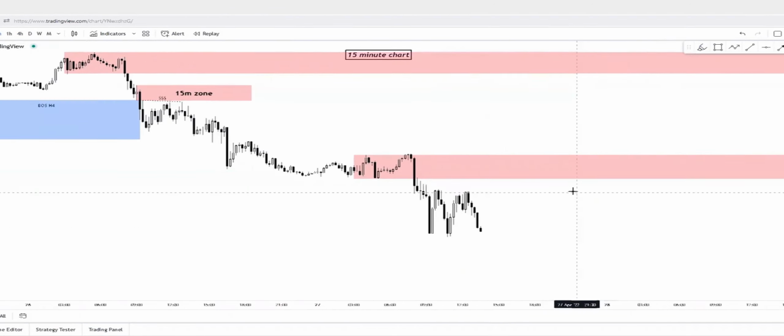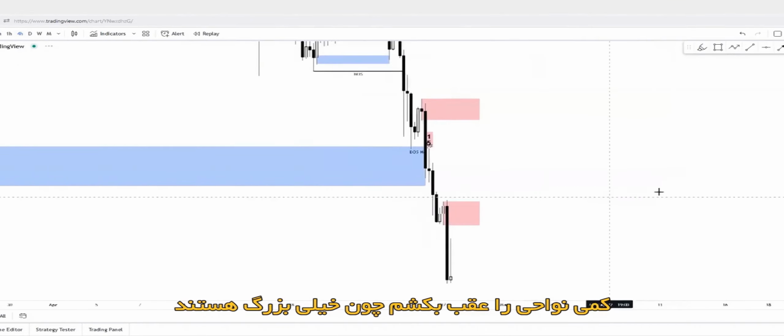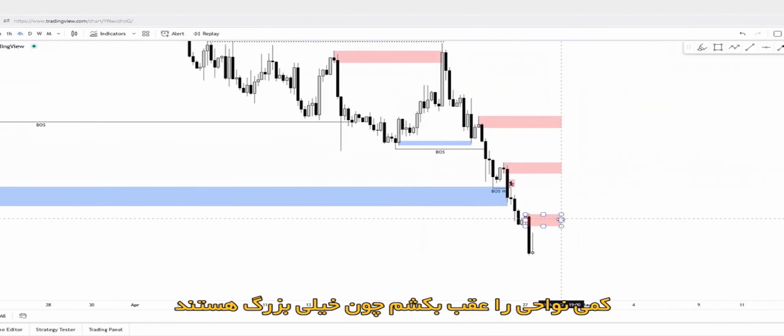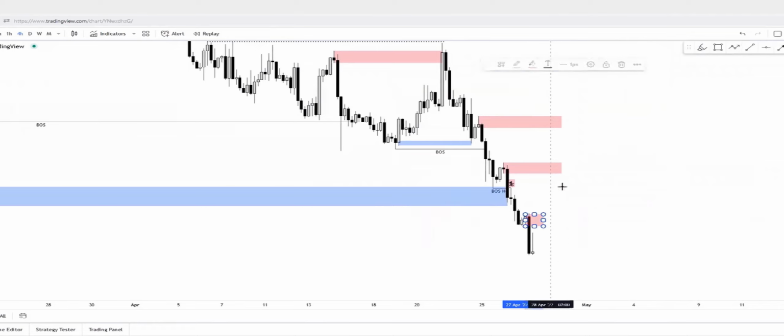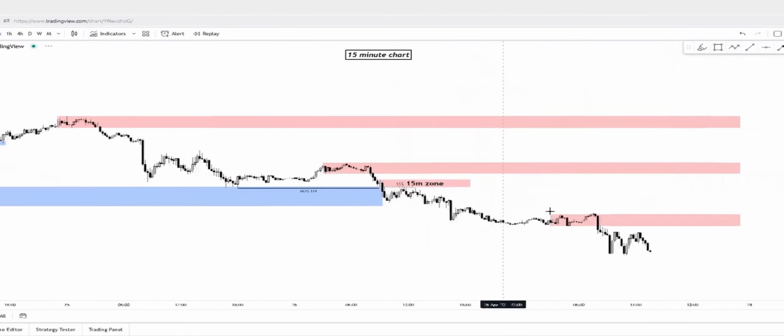So yeah, let me just switch to the 15-minute chart and let's see how price action actually looks like. Okay, it's pretty clear. Let me just close these zones a little bit because these are too huge, and I want my charts to be clean. I hate messy charts.